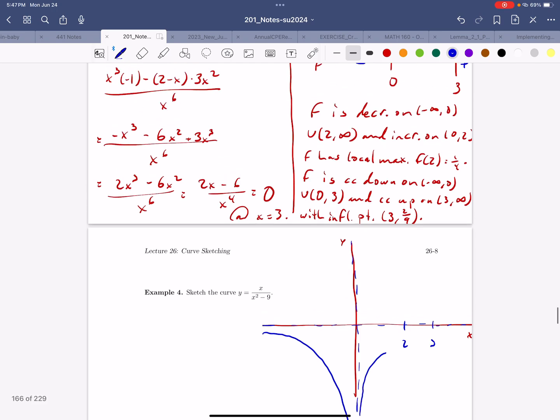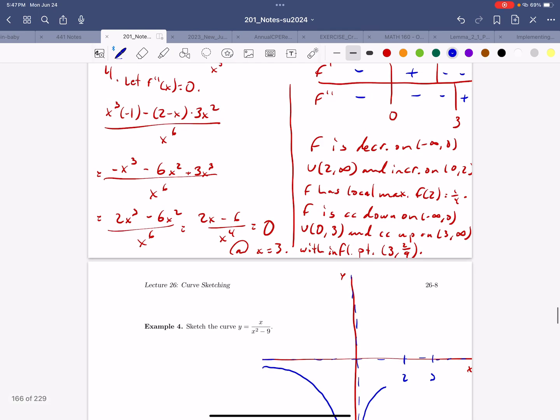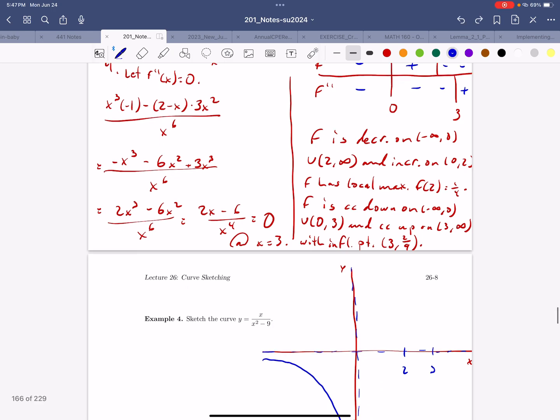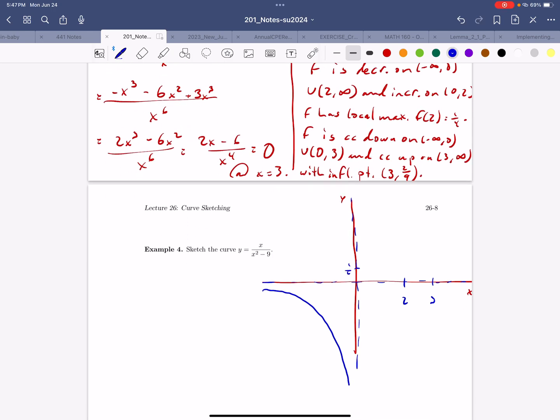And then, what did we say our inflection point was? 3 comma 2/9. Our critical point was 2 comma 1/4. So we've got a point here, and then 2/9 is actually a little bit less. So we've got a point here and a point there. It's kind of weird, but we've got something that looks like this.